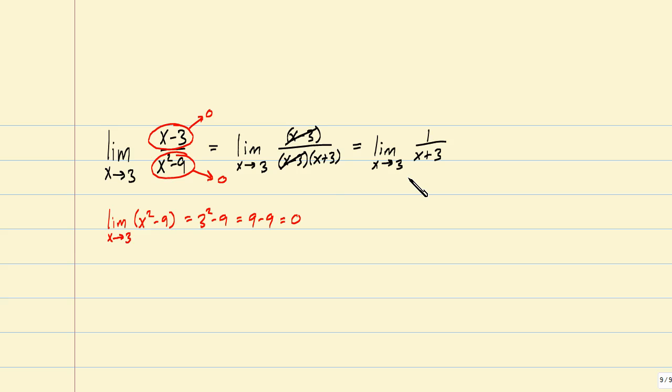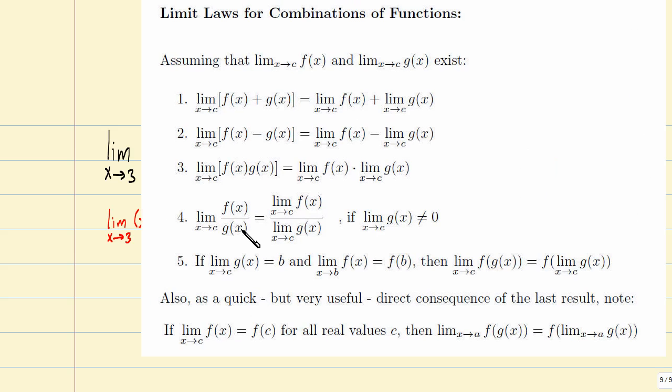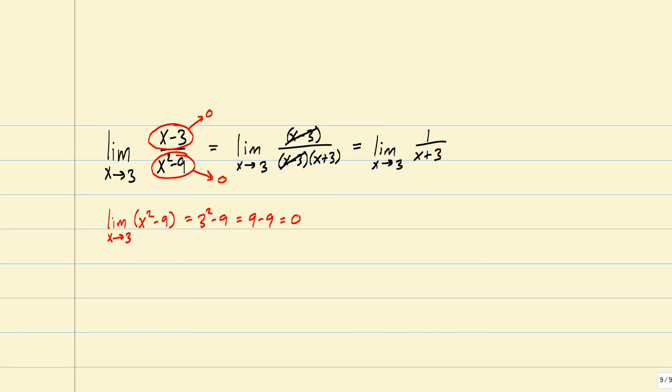Now, we're kind of back to where we began here. We're still looking at a limit of a quotient, but it's a different quotient. So maybe now my limit law for quotients does fit. Again, I need to look at the limit of the denominator. If it's not 0, I can use this limit law.